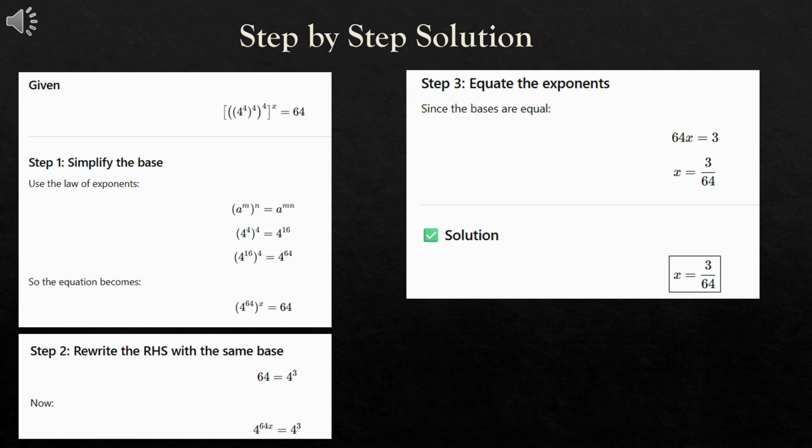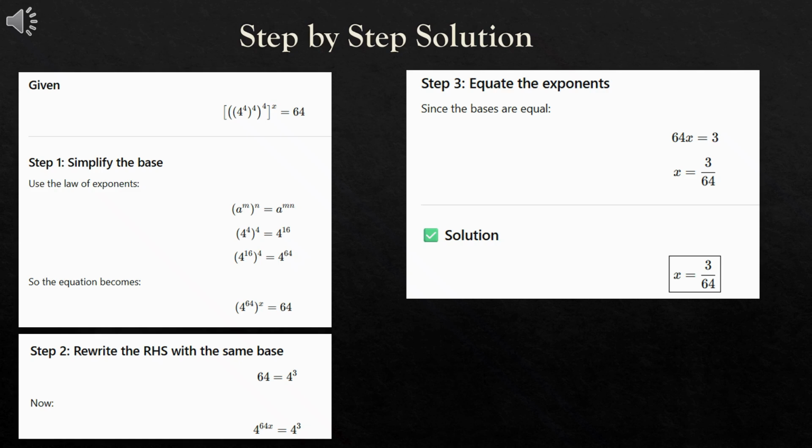First, we simplify inside the brackets. 4 raised to the power 4, all raised to 4, becomes 4 raised to 16. Again, applying the power rule, 4 raised to 16 raised to 4 becomes 4 raised to 64. So the equation now becomes 4 raised to 64, all raised to x equals 64.